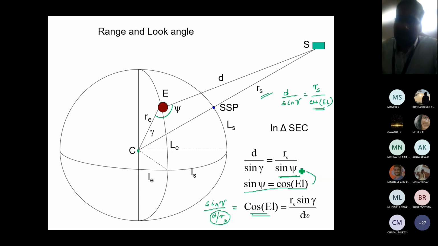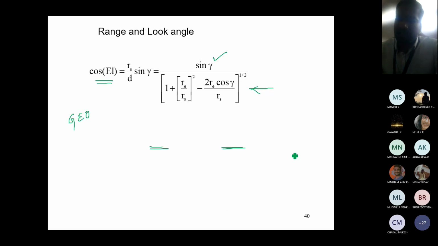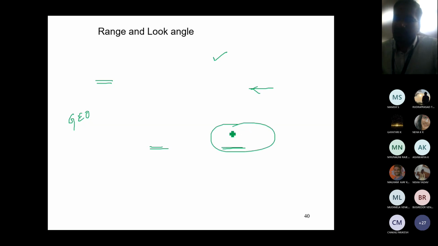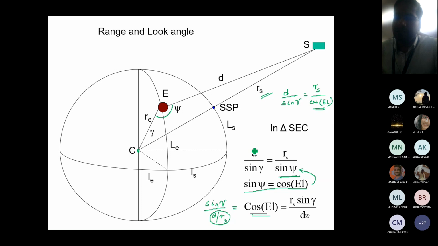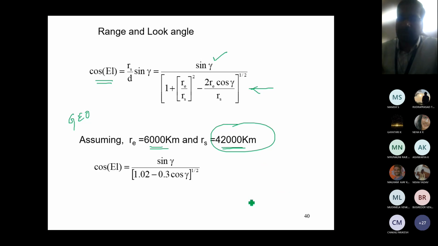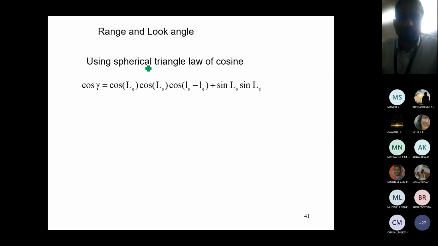Rs, for a geostationary Earth orbit satellite, the value of Rs, we have considered it how much? 42,000, this one. Now, only unknown will be d, which can be easily calculated. So the target is how we can calculate the value of gamma. Once the gamma value is in our hand, then we can find out the range. So this can be obtained. So let us go to calculate the gamma value.